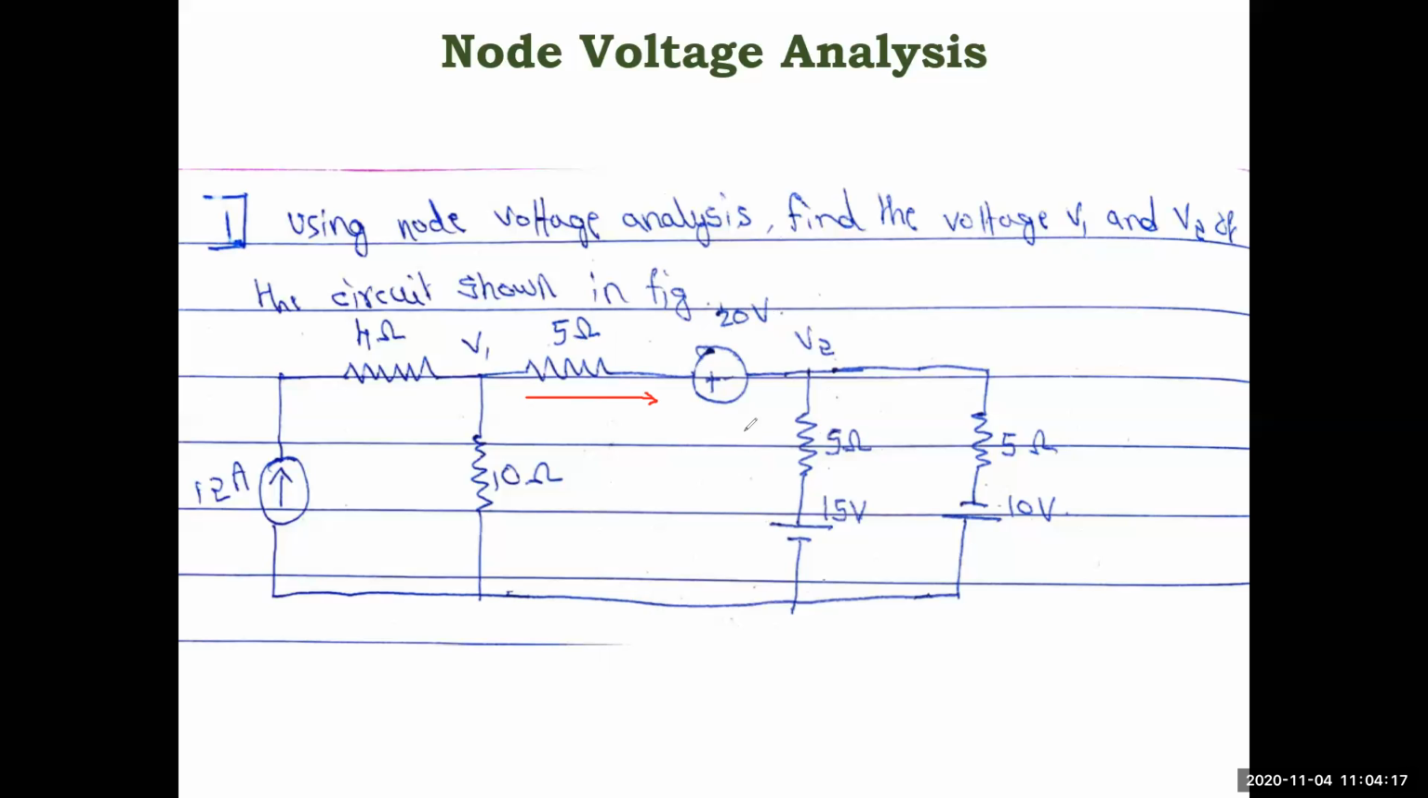Similarly here also you can see 5 ohm in series with 15 volt. You can make it a current source. Similarly this also, so that we can reduce the network into a single network. That elementary transformation we will do first. It will not change the values of V1 and V2, because the simplification values will be reflected in the simplified network.